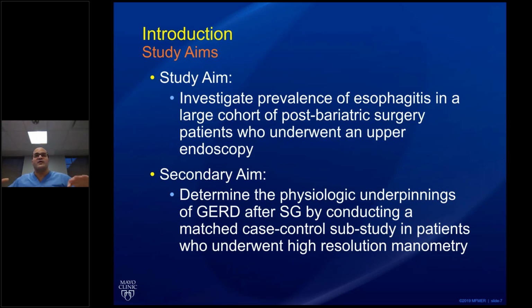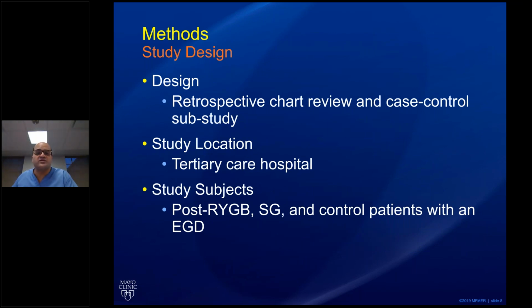So the big study was cross-sectional, a large database of endoscopic findings, and the sub-study was a case-matched cohort that took a deeper dive into comparing the physiology between obesity alone and obesity after sleeve gastrectomy, looking at both pH and manometry changes of the GE junction. So we talked about the design. This was conducted at Mayo Clinic Hospitals, which are tertiary care hospitals. And we have three locations. One is in Rochester, Minnesota, which I'm in, and the others are in Arizona and Jacksonville, Florida.